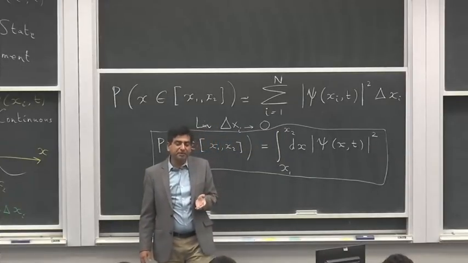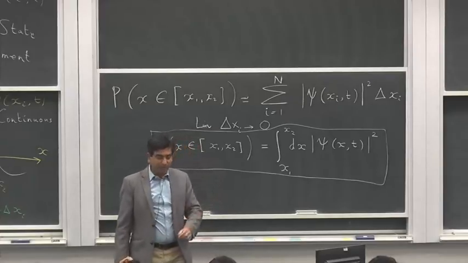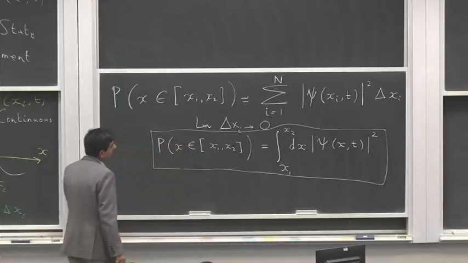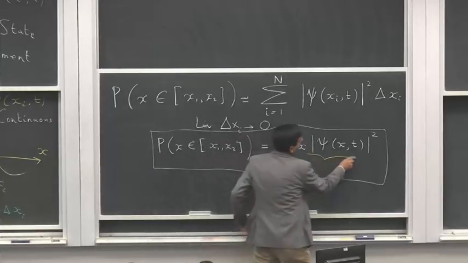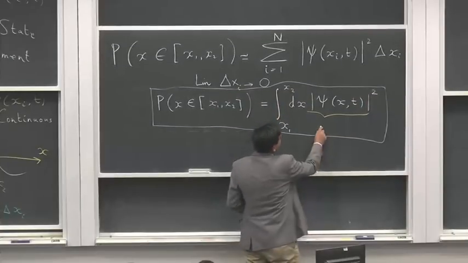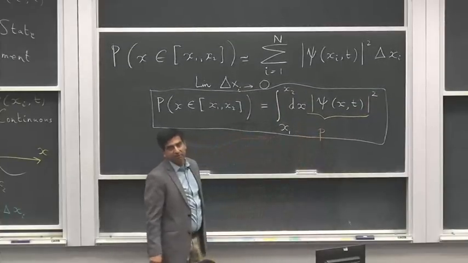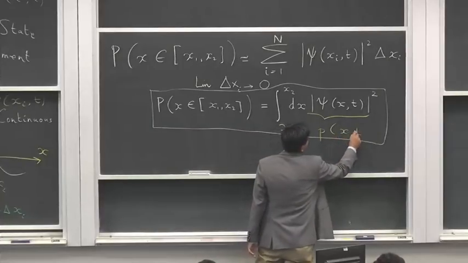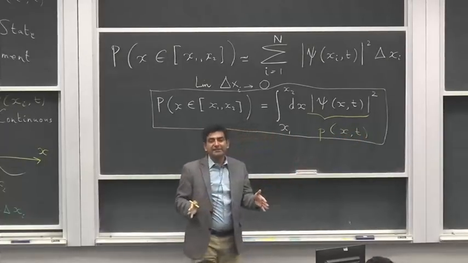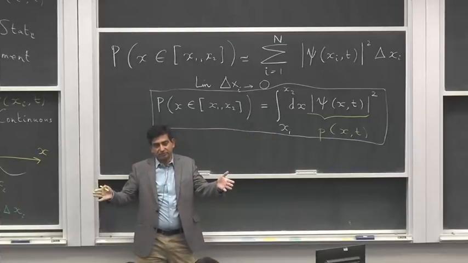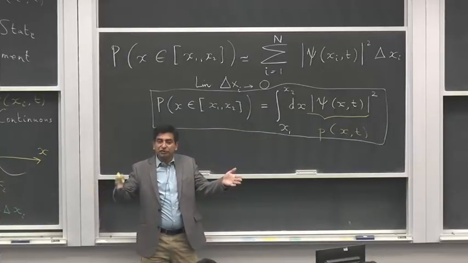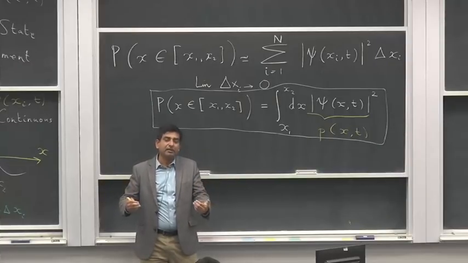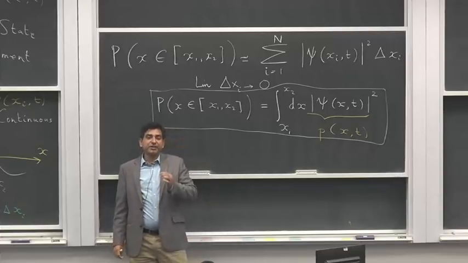Alright? Probability per unit length is called probability density. So this object, just this object, I can write as a small p. Probability density, a function of position and time, is defined as the modulus squared of the wave function. So if I take the modulus square of the wave function, I get the probability per unit length. This is an interpretation of the wave function.